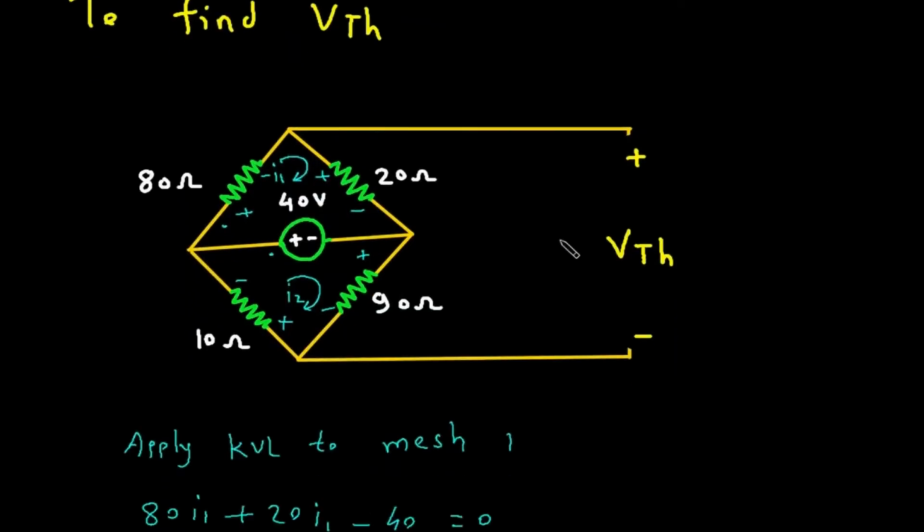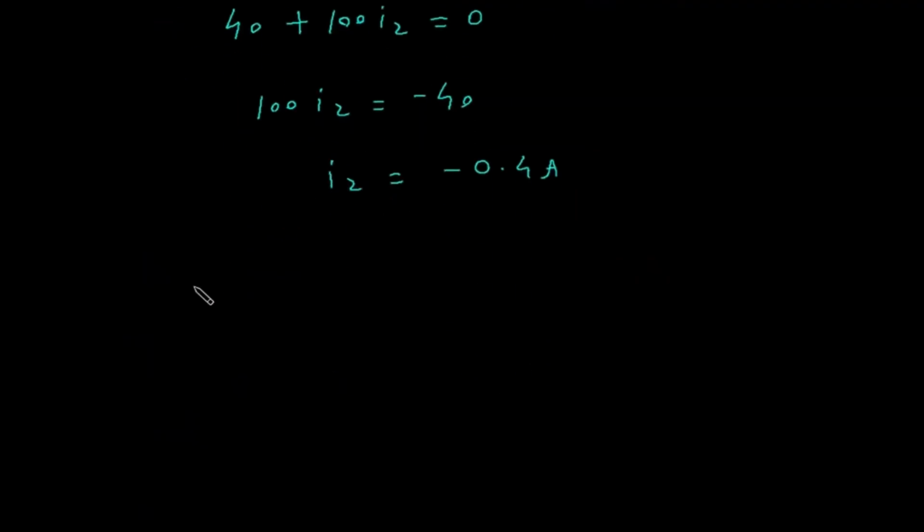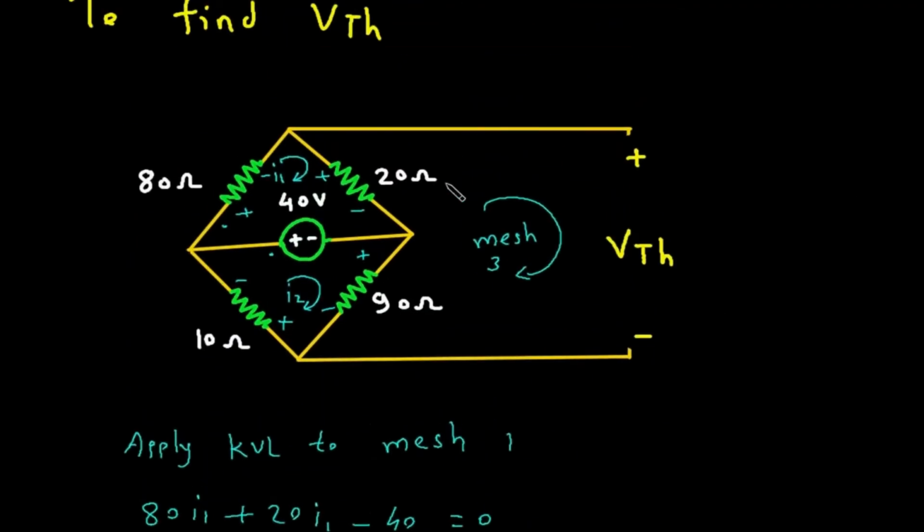We have to find this VTH. So let's say this is mesh number 3. So apply KVL to mesh 3. So this will be positive, this will be negative, positive, negative. We will start from here.